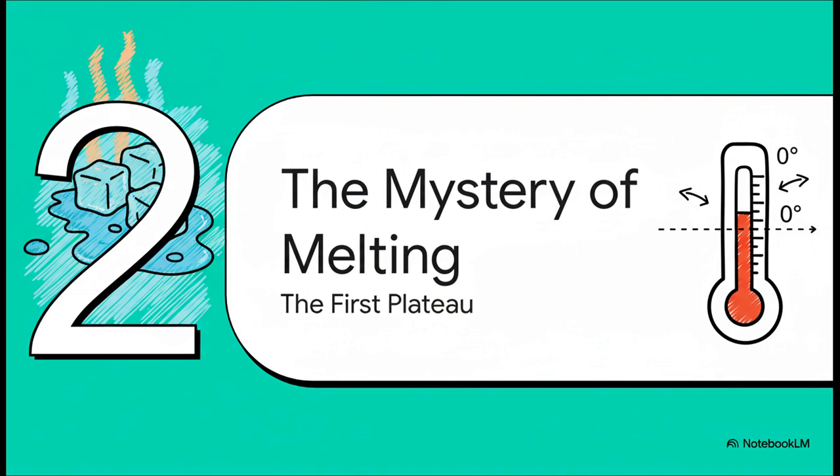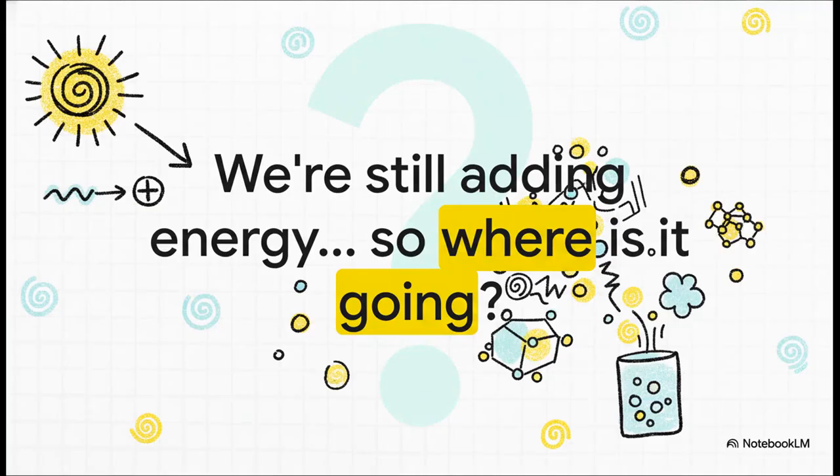We've been heating it up, and the temperature has been climbing and climbing, heading straight for 0 degrees. But the moment it hits 0, something weird happens. The temperature just stops. It gets stuck right there at 0 degrees Celsius, even though we're still pumping heat into it. This is the first big plateau on our journey. And this is the central mystery, right? We know energy can't just disappear. So if it's not making the particles vibrate faster, if the thermometer isn't moving, what is all that energy actually doing? Where is it going?